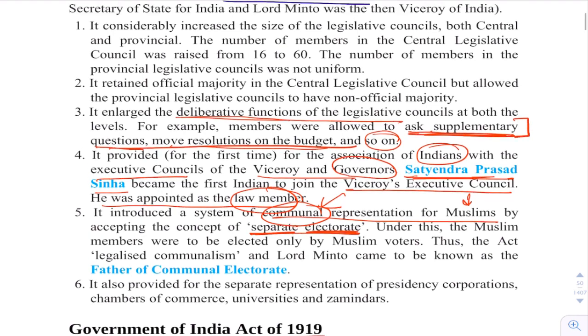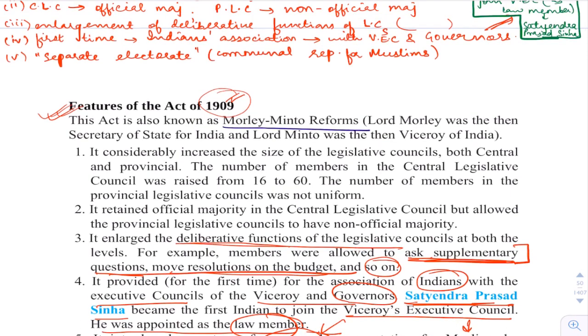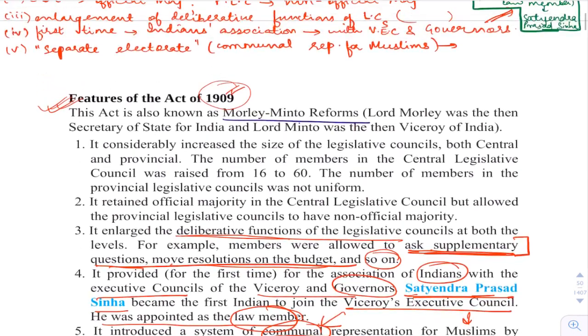So these are the points you need to remember. So what we will be writing, just give me time. So separate electorate, communal representation for Muslims, Muslim members to be elected only by Muslim voters, right?